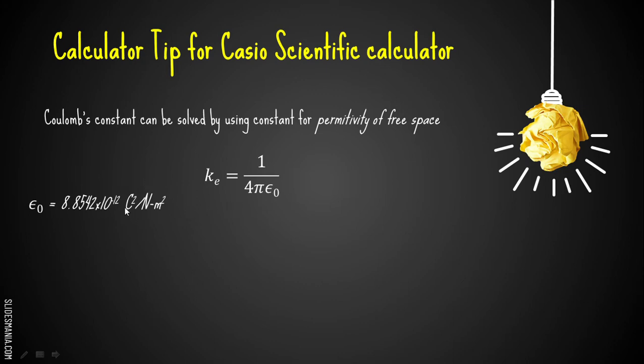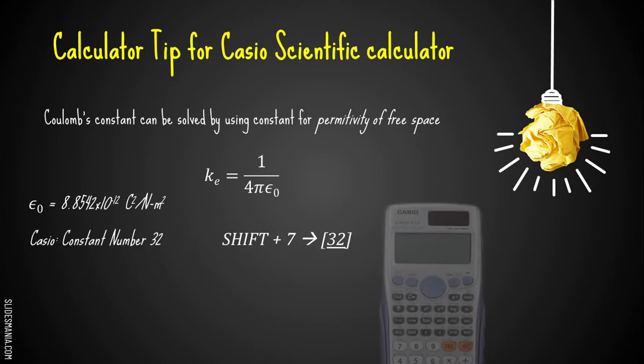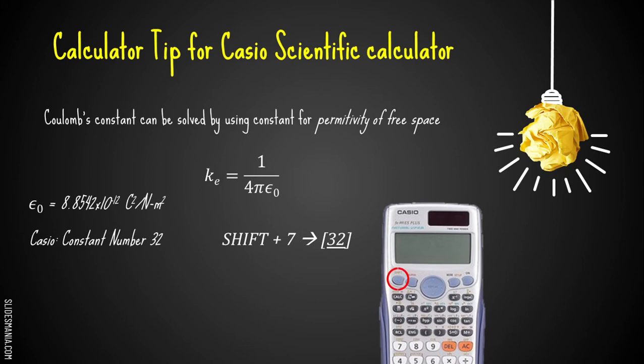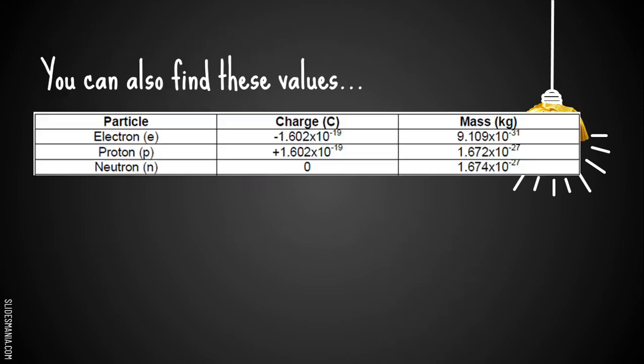So, ang permittivity of free space, nakikita natin sa Casio, constant number 32. So, ang gagawin lang, pipindutin lang natin yung shift, 7, tapos number 32. So, ganun lang, lalabas na yung value ng permittivity of free space. So, hindi lang yun yung mahanap sa calculator.